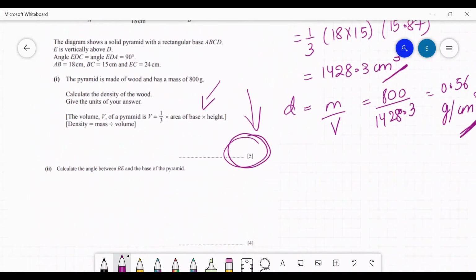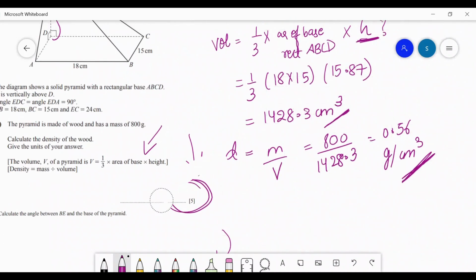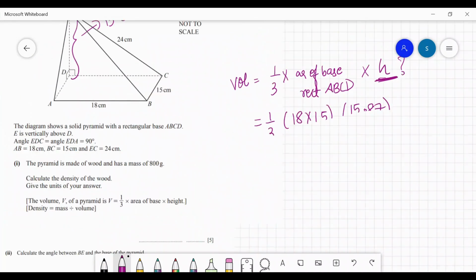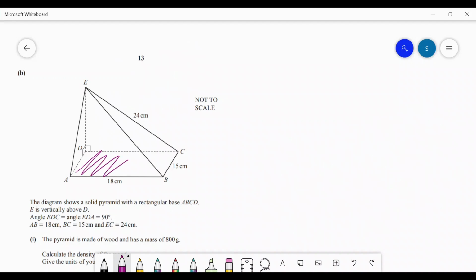Alright, next we have calculate the angle between BE and base of the pyramid. This is a 4-mark question. So let's try doing that. The angle between BE and the base, which is a rectangular base. Let me draw a line connecting BE to the base. That would be the diagonal of this base. We just have to find out this angle. Let's assume it's theta. For this, take triangle EDB.